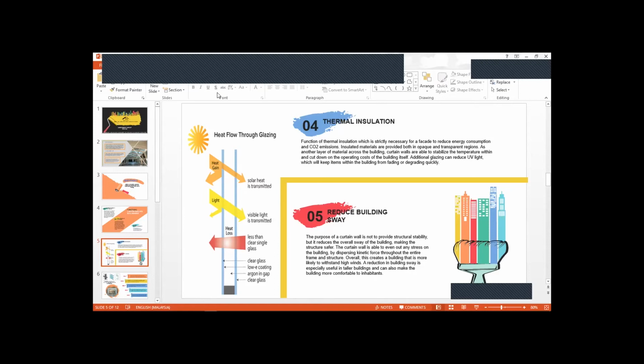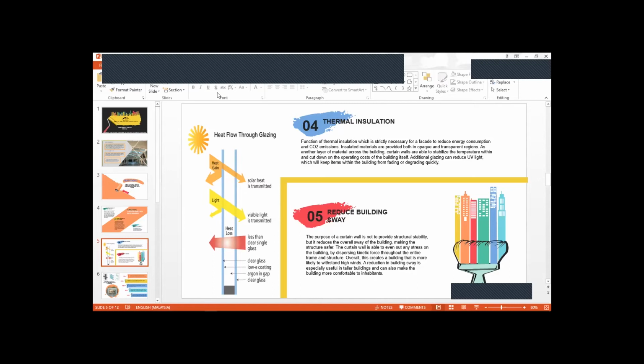Okay, for the next, number 4 is thermal insulation, which is strictly necessary for a facade to reduce energy consumption and CO2 emission.